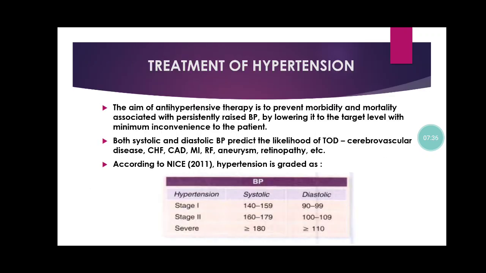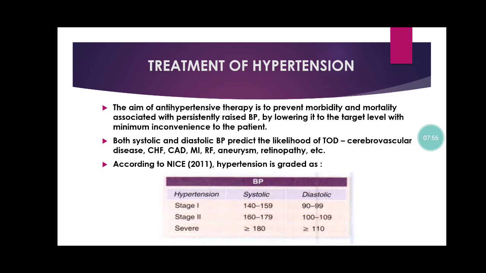After learning about the various drugs, let's move on to treatment of hypertension. The aim of antihypertensive therapy is to prevent morbidity and mortality associated with persistently raised BP. This is done by lowering the BP to a target level with minimum inconvenience to the patient.